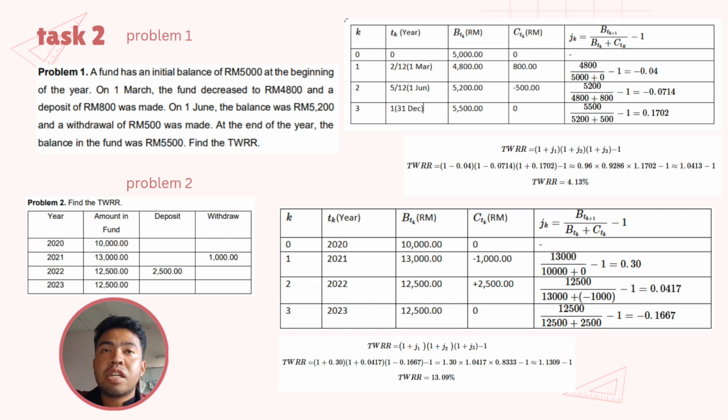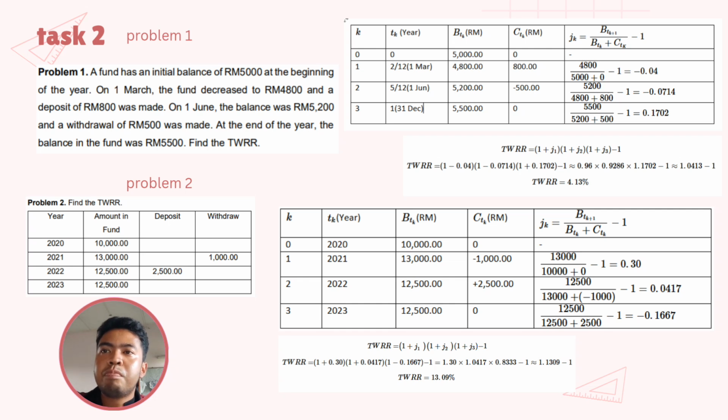Okay, now I will explain three problems in task 2. In problem 1, we are given a fund with an initial balance of 5,000 ringgit. Several transactions occur throughout the year: a drop in value, a deposit, a withdrawal, and finally a year-end balance of 5,500 ringgit. Our goal is to find the TWRR.